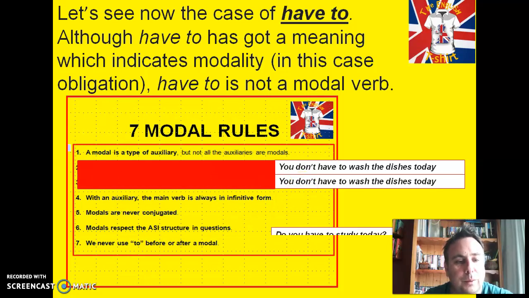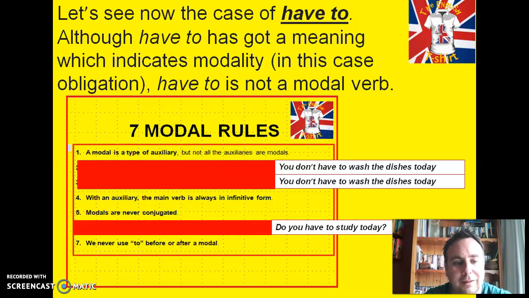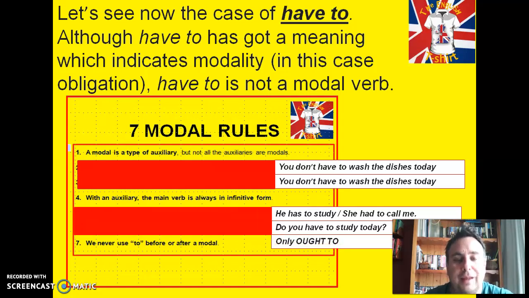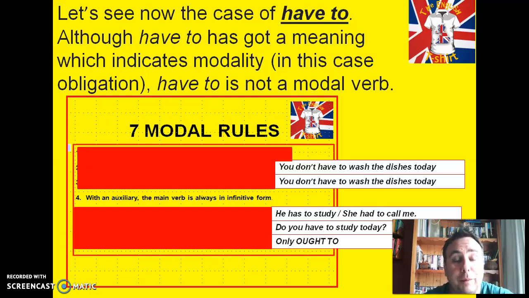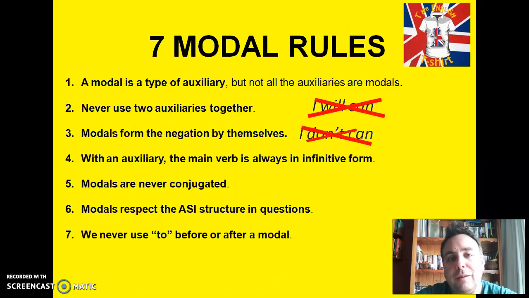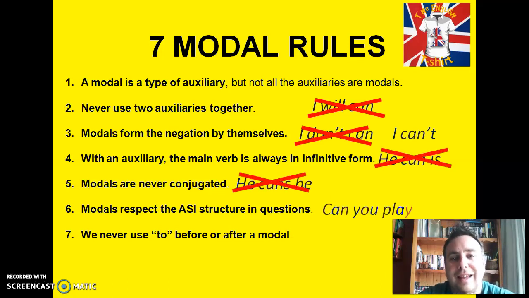Or for instance, rule number 6, modals respect the AC structure in questions. Here we also need do, therefore it doesn't respect rule number 6. Or number 5, he has to study, she had to call me. They are conjugated, and modals are never conjugated. No, rule number 5. Or for rule number 7, we never use to before or after a modal, except ought to. Have to is not ought to. Therefore, we can't use rule number 7. And as a modal is a type of auxiliary and have to is not a modal, it doesn't respect rule number 1.